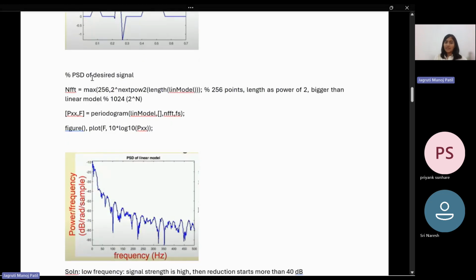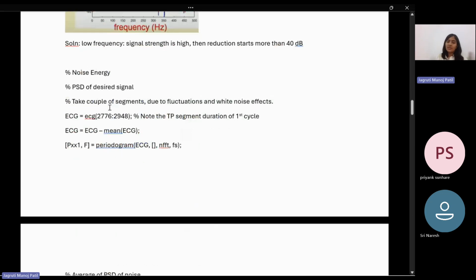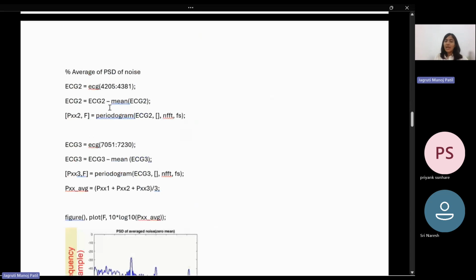Next we had to find the desired signal's PSD. How we do it is nothing but FFT squared. For the number of points in your FFT, you took the max of it and formed the periodogram of it. Similarly for the noise signal, you took three different windows: for one window you did the same, the second window you did, the third window you did, and then at the end you average for all of them.